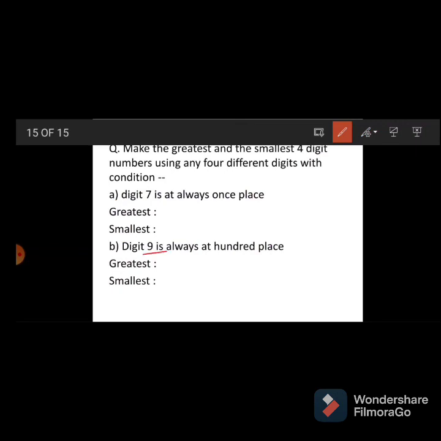Digit 9 is always at the 100 place. What is given? Digit 9 is at the 100 place, means ones, tens, 100 and 1000. At the 100 place 9 should be there in both numbers. Then here you can take any digits, then 1, 9, 2, 4 and same here 4, 9, 2 and 1. Here because the condition is given that 9 is always at the 100 place, the greatest number will be 4921 and the smallest 1924.